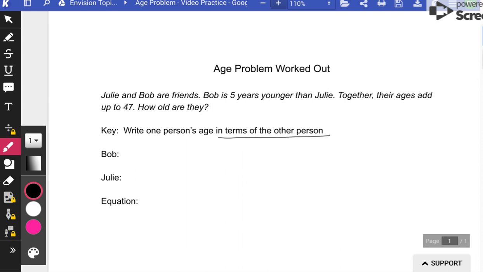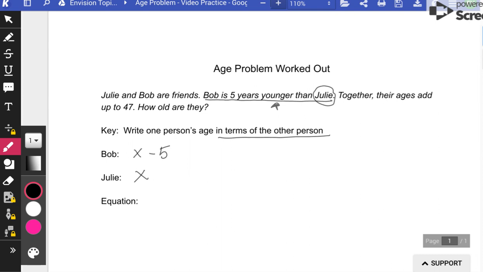So which person do we know least about? Do we know least about Bob, or do we know less about Julie? In this case, we know that Bob is 5 years younger than Julie, so Julie we don't know a whole lot about. Therefore, Julie will be our X. Bob is 5 years younger than Julie. Younger is very key. That means minus. So that means that Bob is Julie's age minus 5. So Bob is X minus 5.